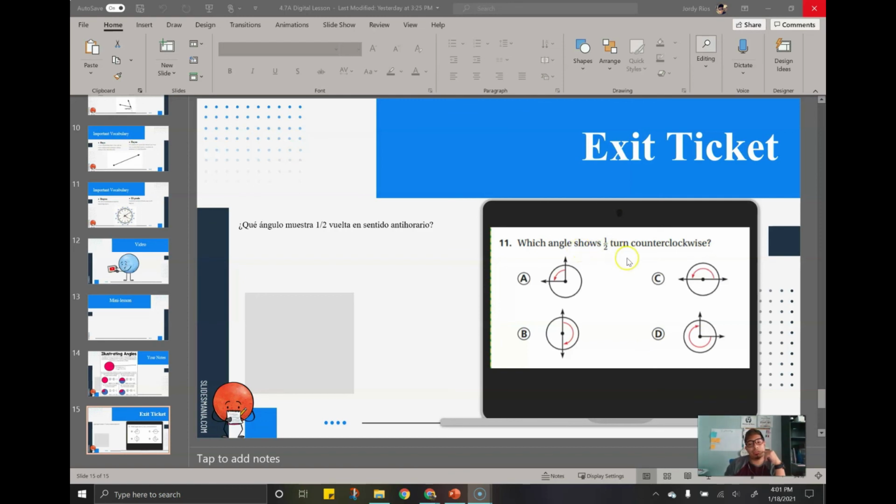Which angle shows 1/2 turn counterclockwise? Which angle shows 1/2 counterclockwise? A, B, C, or D?